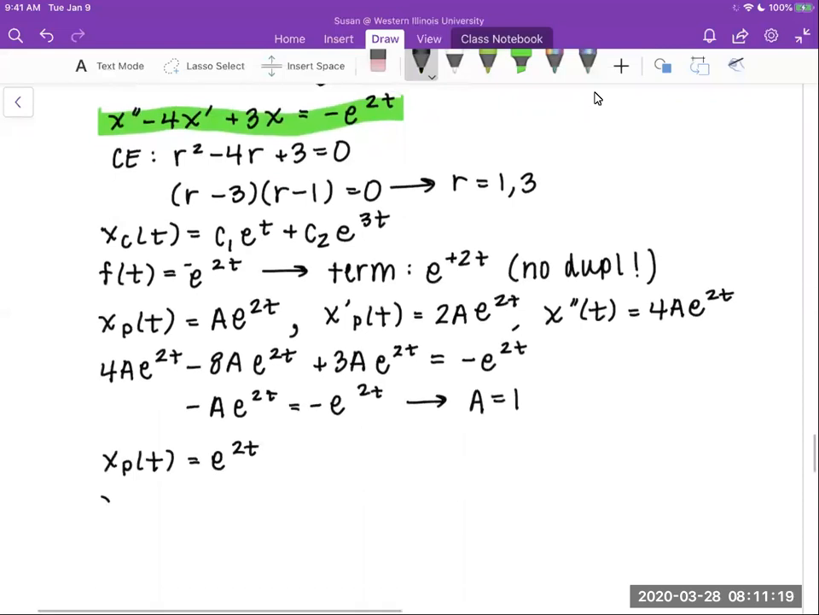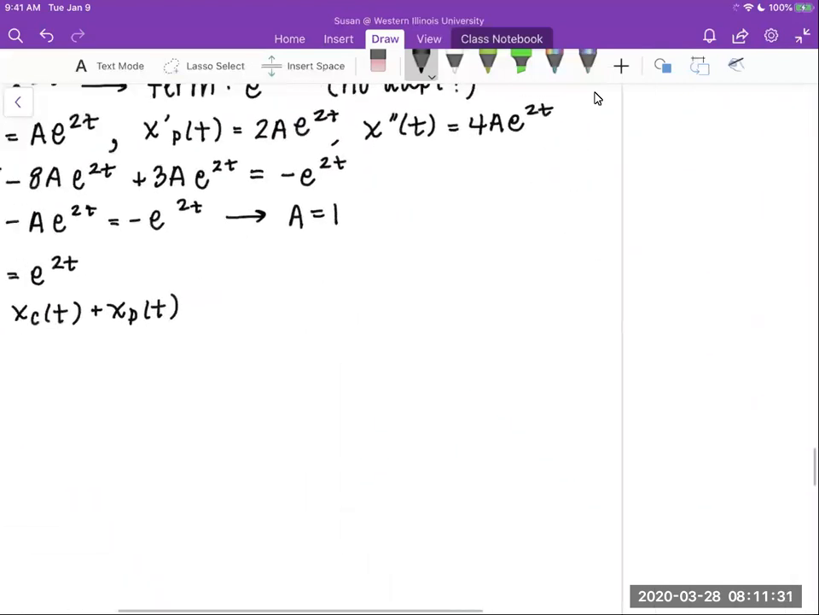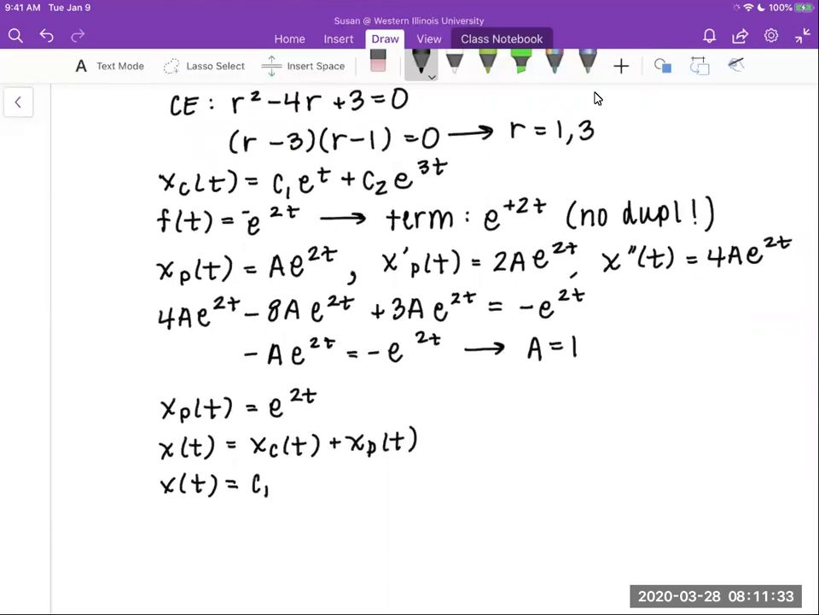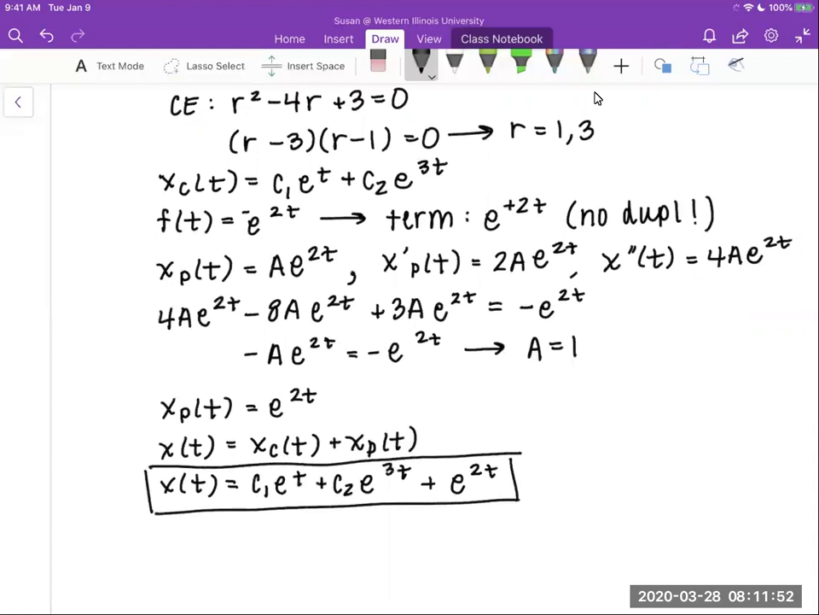So now the general solution for the x of t, remember we want to take our complementary plus our particular, is going to be C1 e to the t plus C2 e to the 3t plus e to the 2t. So here's our x of t function. Let's box that in. That function comprises half of the solution to our system of DEs.